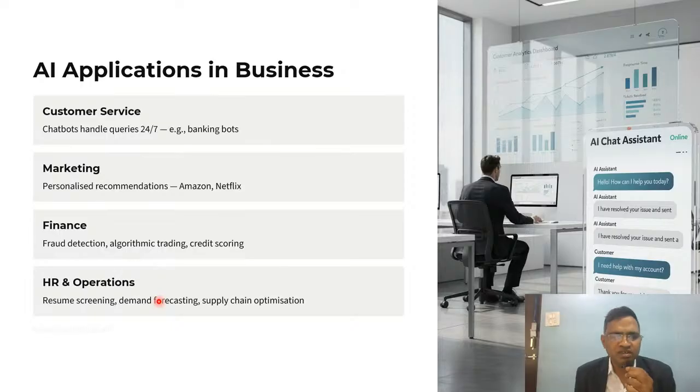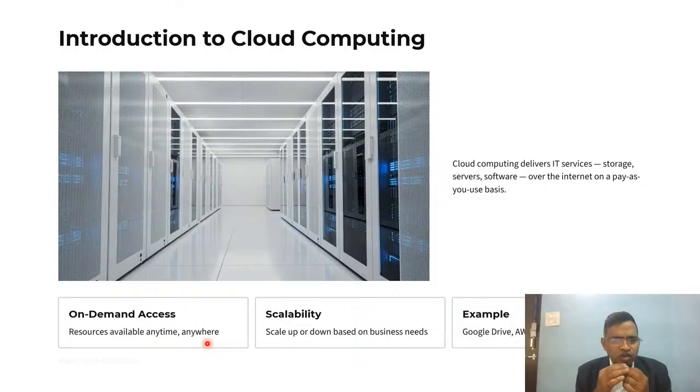Then HR operations. In human resources, it screens our resumes or curriculum vitae, and it also forecasts how many people are required to work. It also does supply chain optimization. In logistics also it helps. So as a manager, artificial intelligence can be used in customer service, marketing, finance, HR and operations.